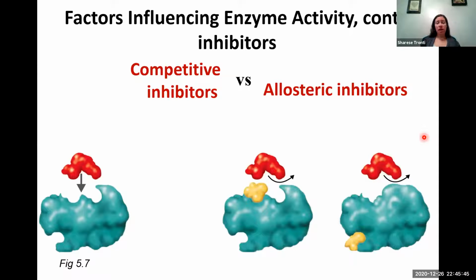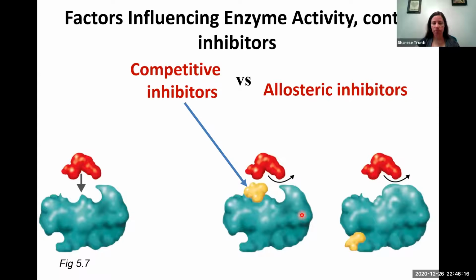All right, so we also have inhibitors. These are going to inhibit. There are different molecules or substances that will inhibit the function of an enzyme. There are two different types: competitive inhibitors and allosteric inhibitors. Competitive inhibitors are going to compete for the active site.